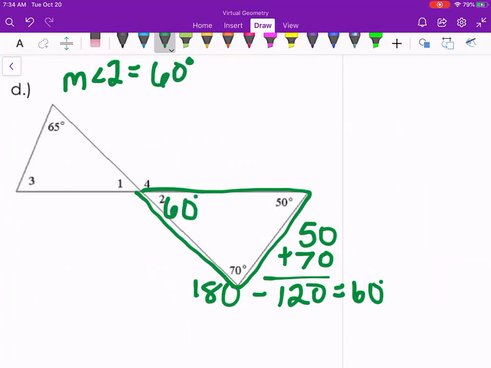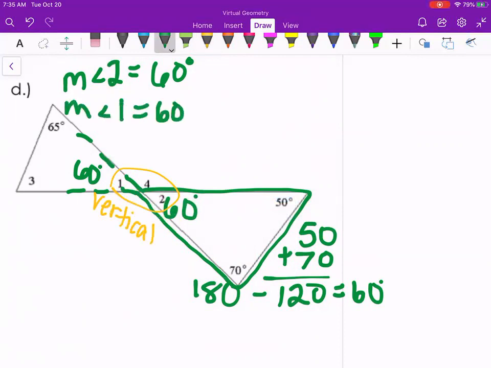And like before, I've got vertical angles because 2 and 1 are across from each other where my two lines cross. So then angle 1 also has to be 60 degrees because again, they're vertical, just like they were in the previous example. There we go, vertical. So then the measure of angle 1, 60 degrees. Now let's keep going and keep working our way around.